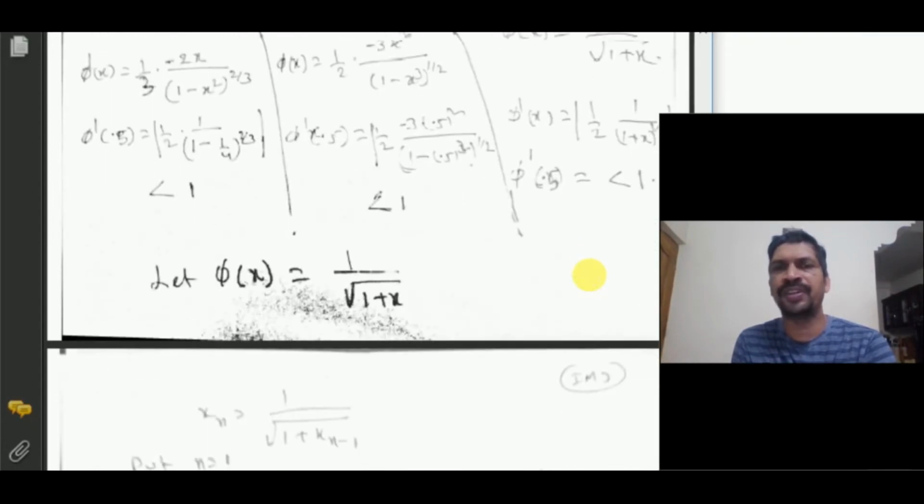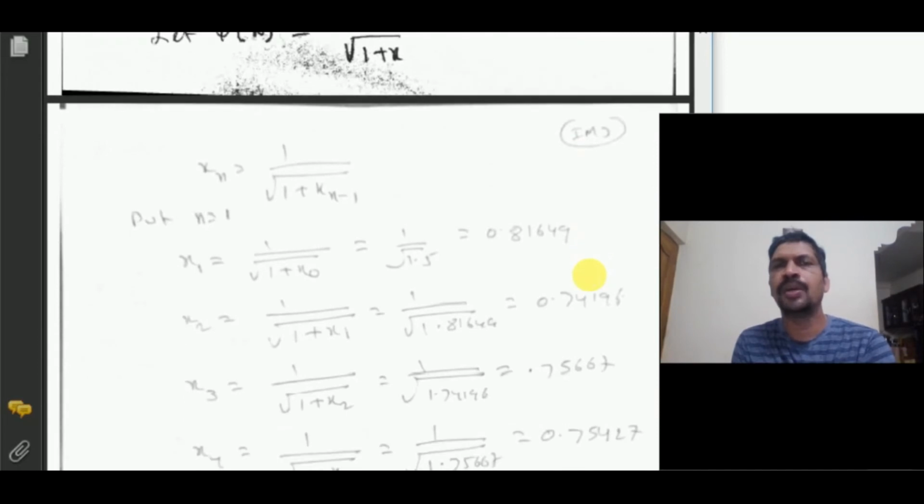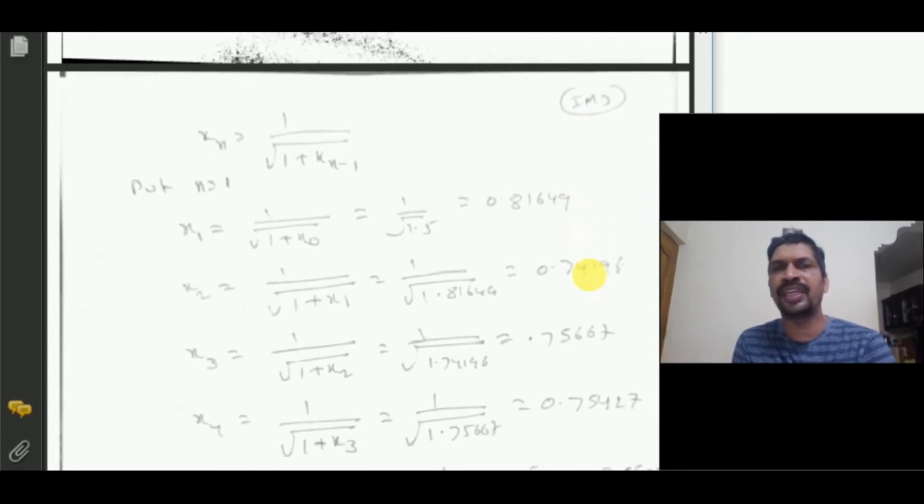Let phi of x is equal to 1 by root of 1 plus x. Put x naught equal to 1. Then x1 equals, this is the formula, x n equals 1 by root of 1 plus x n minus 1. So x1 equals 1 by root of 1 plus x naught, that equals 1 by root of 1.5, and that value is 0.81649. Then x2 equals, repeatedly I am applying this formula.